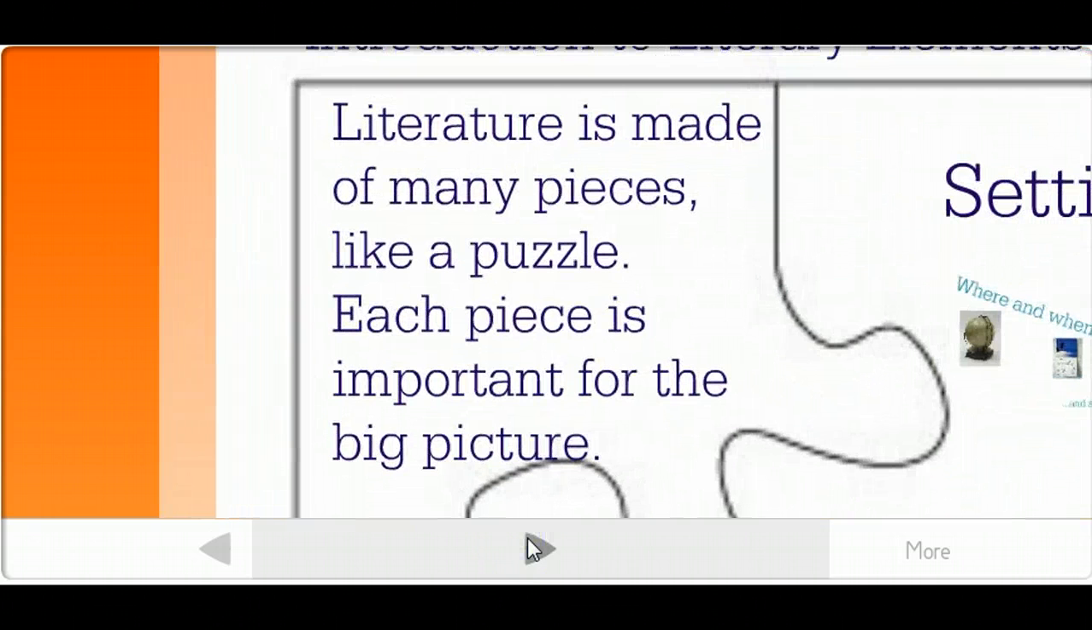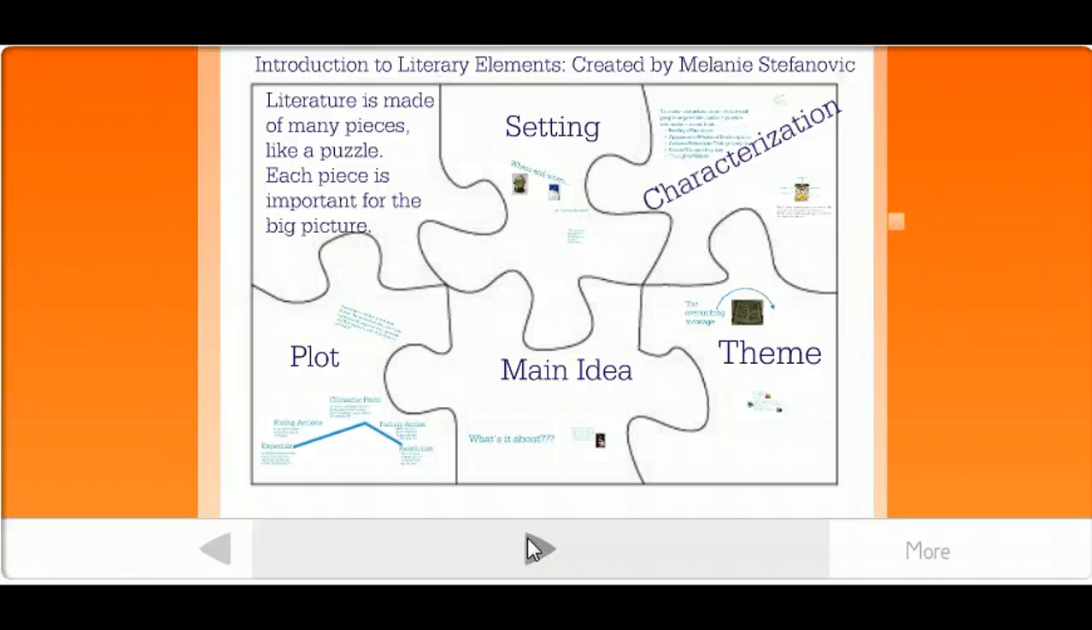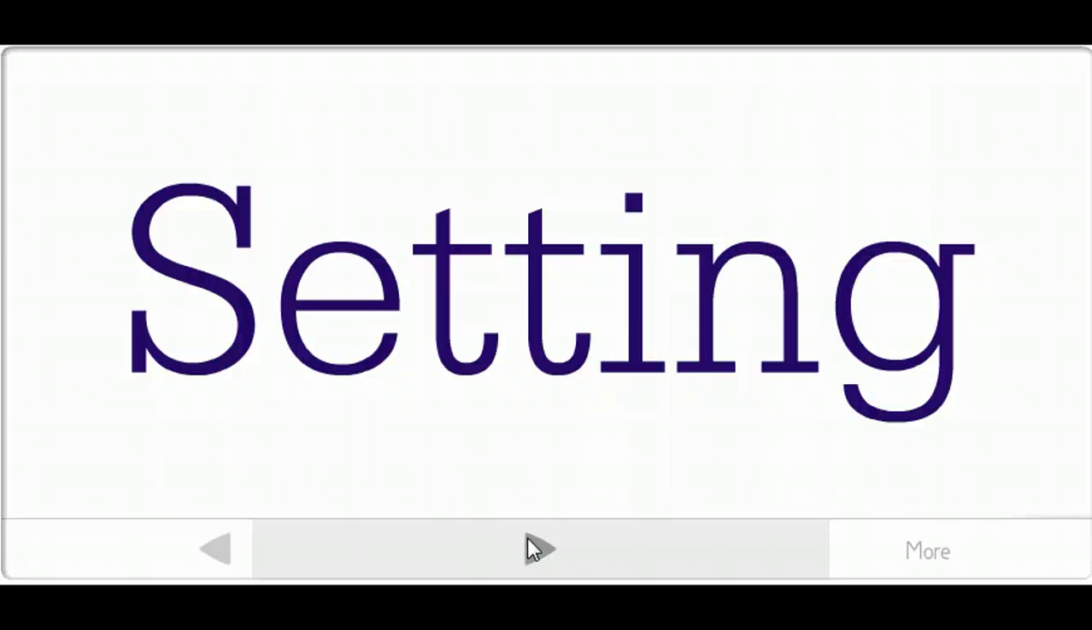Literature is made up of many pieces, like a puzzle. Each piece is important for the bigger picture. The different pieces of the puzzle are setting, characterization, plot, main idea, and theme. We're going to start with the setting.